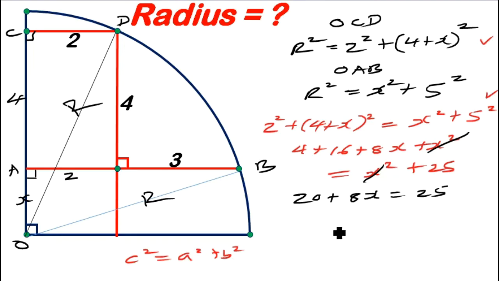If you take 20 to the other side of the equation, then you get 8X is 25 minus 20. So 25 minus 20 is 5. So what is X? You divide both sides by 8, then you get X equals 5 over 8.